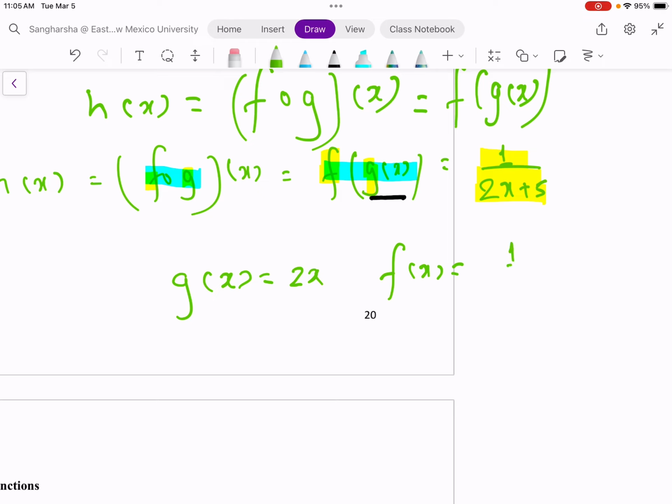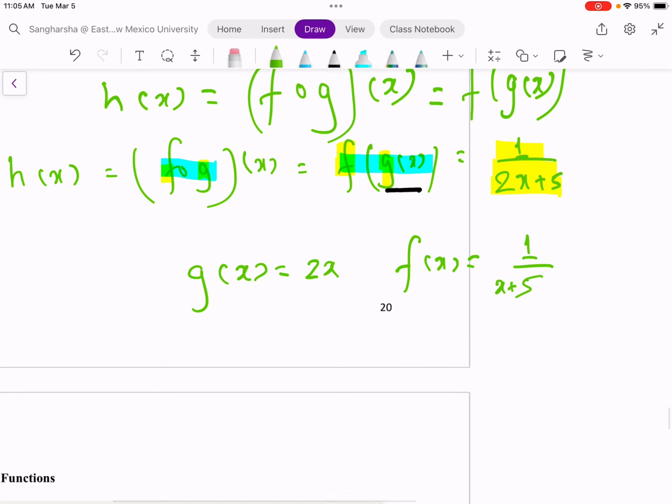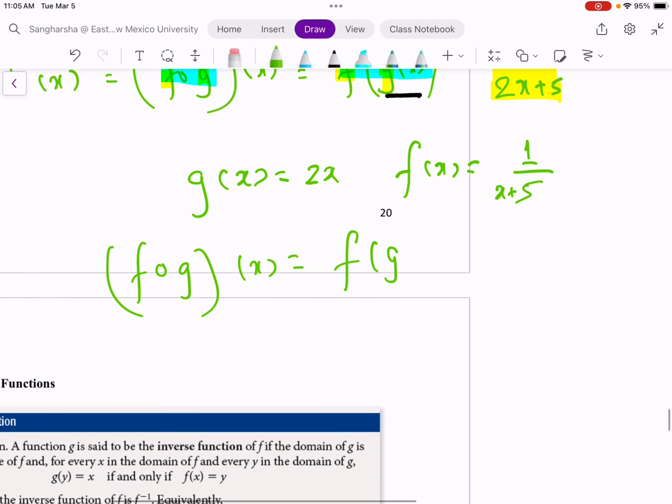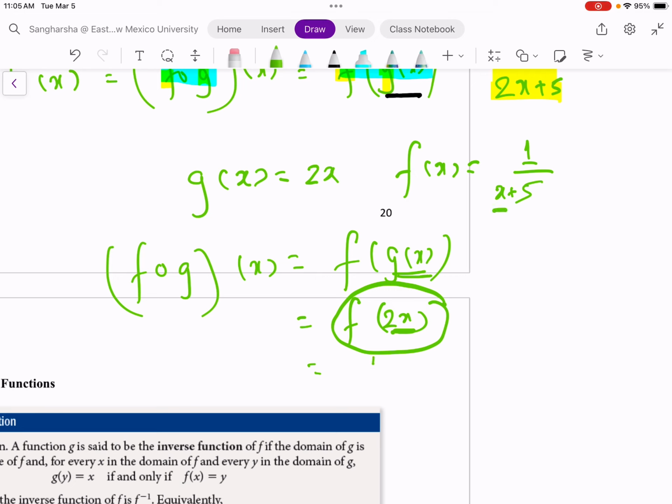It would be 1 over x plus 5, that's what you want. Okay, let's see if this works or not. Let's find f composite g. So f composite g is f of g of x. You substitute g of x, so for g of x we have 2x. Now in order to find f of 2x, you substitute 2x for x, so we have 1 over 2x plus 5. Okay, we get this composite, which means yes, it can be this function.